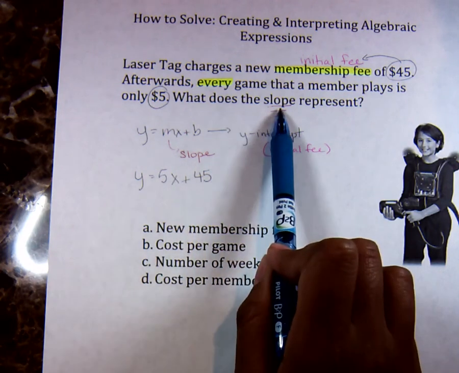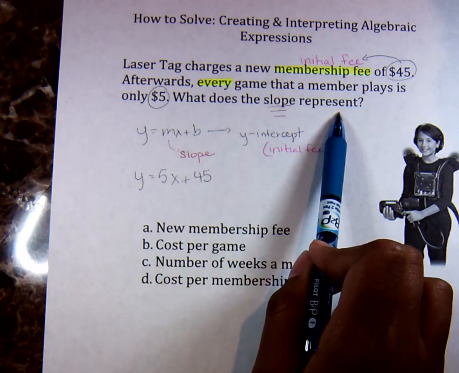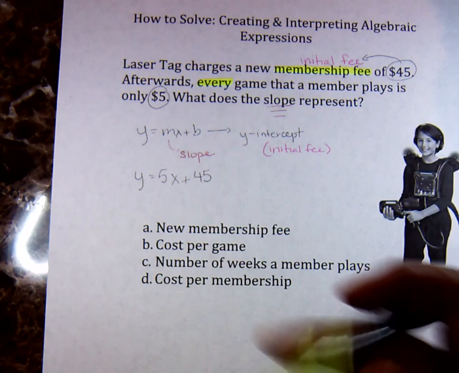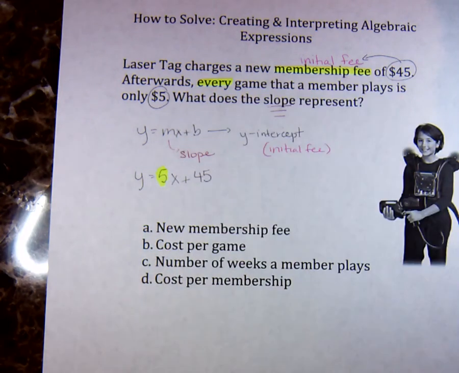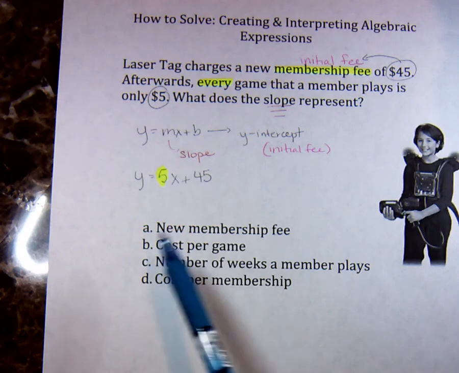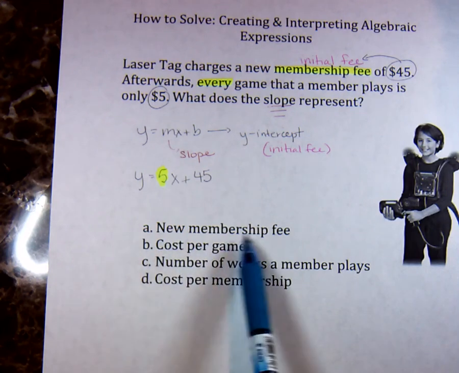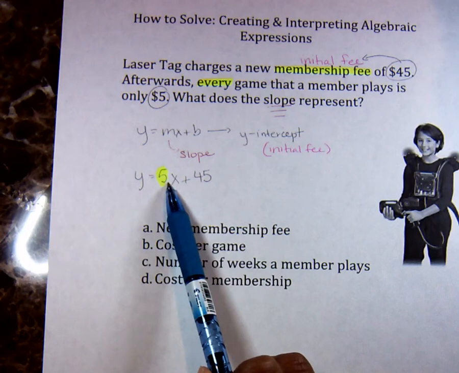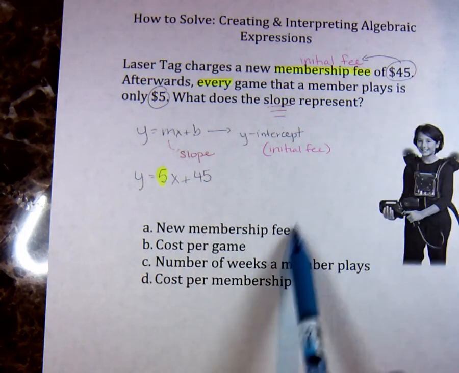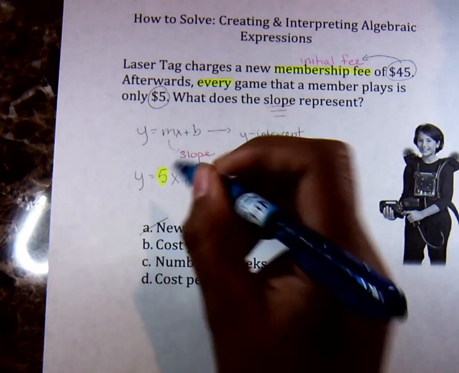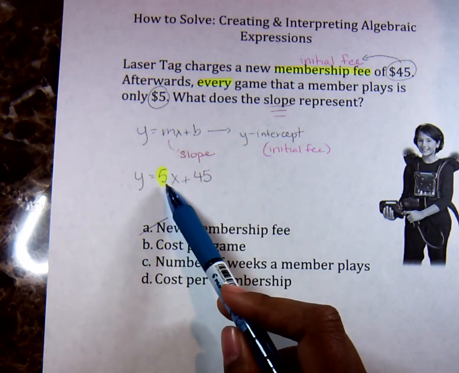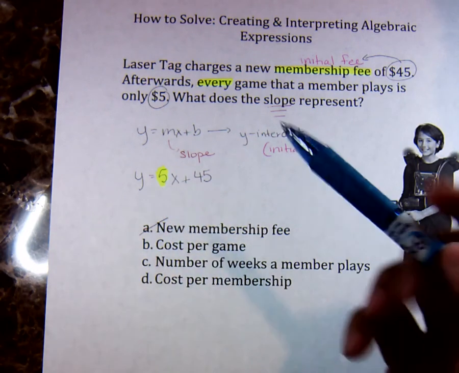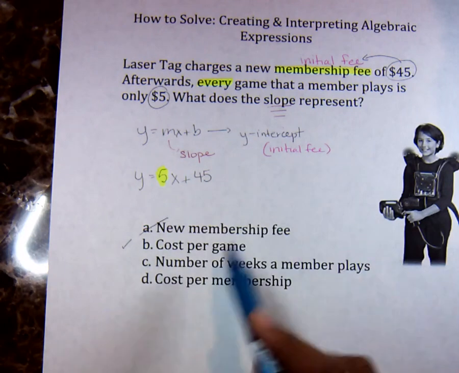However, I have not yet answered the question, what does the slope represent? So now in my equation, I'm going to highlight the 5 because we already said the 5 was the slope. And now I'm going to reread my problems. A, new membership fee. Well, we know that can't be correct because we said the new membership fee was $45. B, cost per game. We did say that every game would cost $5. So I'm going to put a check beside that.